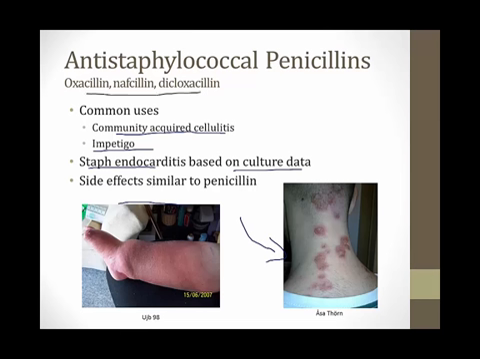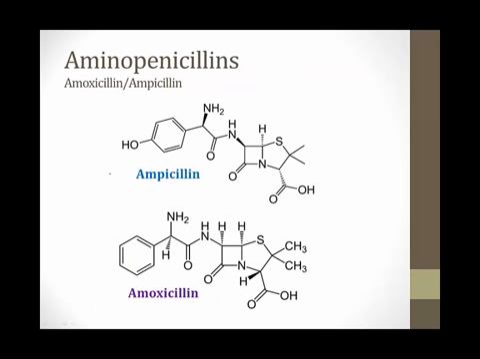And the side effects of these drugs are similar to penicillin. If you know the side effects of penicillin, you know the adverse events that can occur with these drugs. Our next class of penicillins are the aminopenicillins. There are two drugs in this class, ampicillin and amoxicillin, and they get their name because they both have an amino group attached to the penicillin structure.